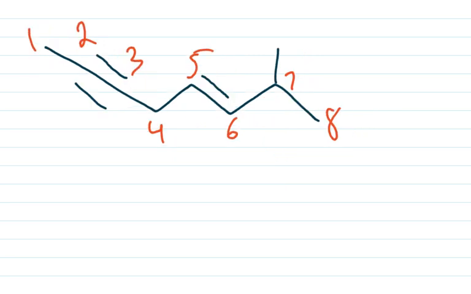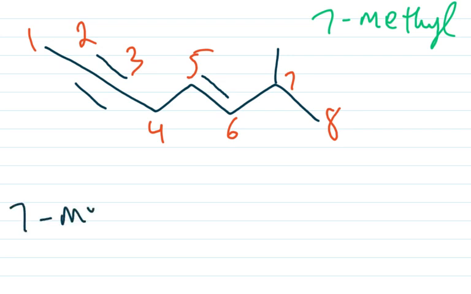So knowing this, the correct numbering pattern for this molecule, we can immediately name this molecule now. So what do we have? We have a 7-methyl substituent as our substituents, and that's it. So if we start naming this, it would be 7-methyl, and then again, how many carbons long is this molecule? That would be 8, so it would be oct.